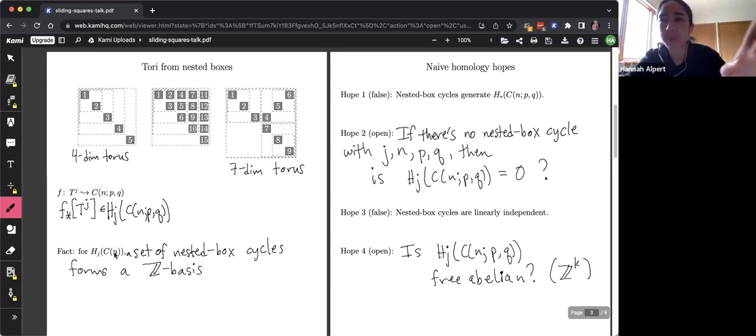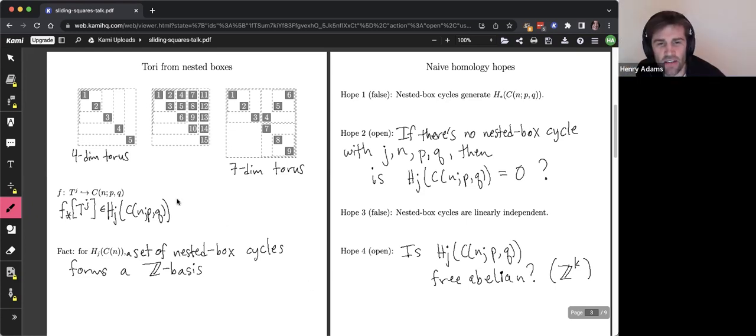And so you can pick those k generators to be cycles in homology that do look like something like this. Okay. And then hope 3 and 4, in 3 you say they're not linearly independent. Oh, I see. And in hope 4, you have to choose some subset of them. I see. Hope 4 is open. You hope you get Z to the k, but k is going to be smaller than hope 3 would have suggested. I get you. Yes, something like that. Okay. Thanks so much.